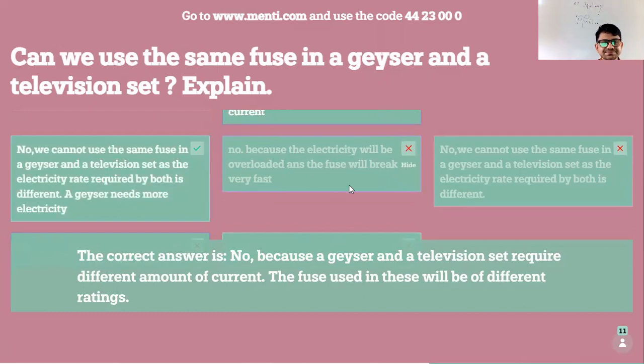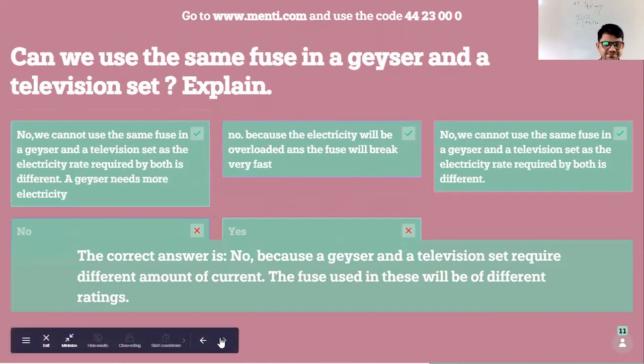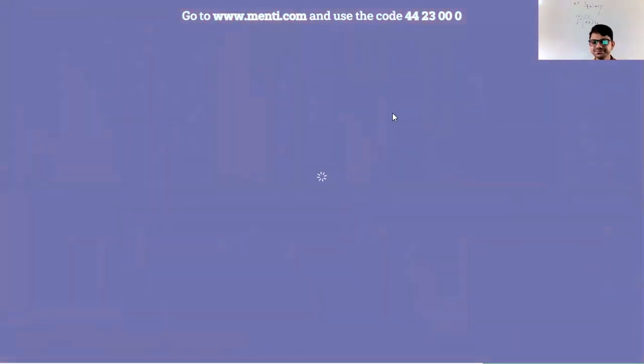Yes, correct. No, because fuse will break very fast. Okay, correct. Correct. No and yes without reason, so they will be marked as incorrect. So let's see the leaderboard.